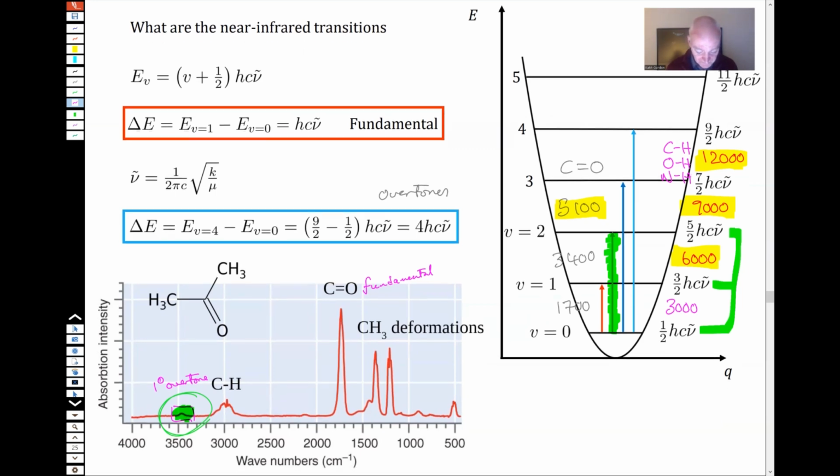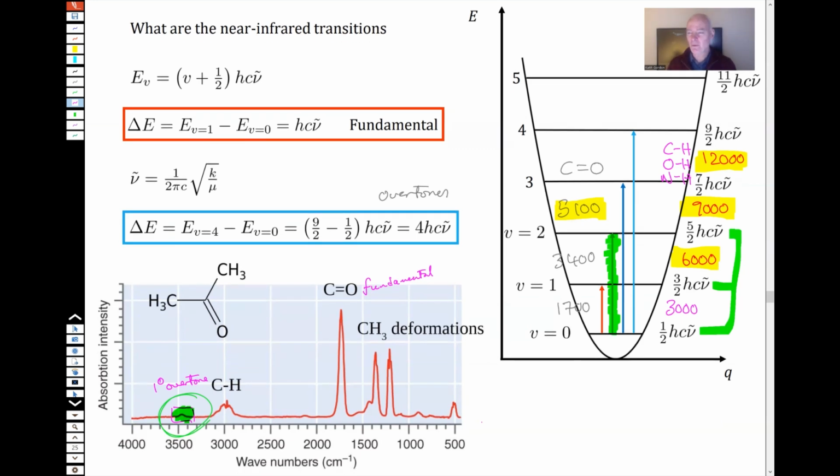That's what we've got. You might well ask yourself, well, why would you do this? This seems a bit daft because look how terrible this band is. It's really, really weak. There's no way you're going to see anything with it. It's a bit of a waste of time. So the answer to that is yes and no. It's a waste of time if you use the instrument that we've got that measured this.